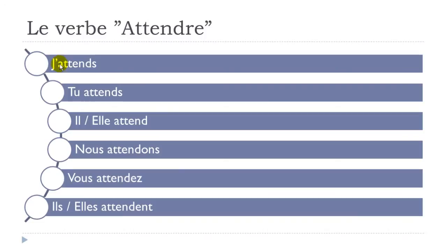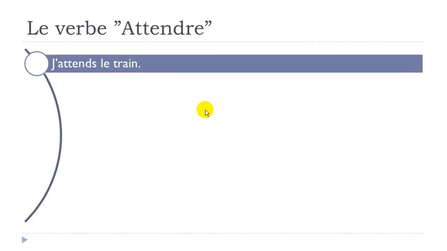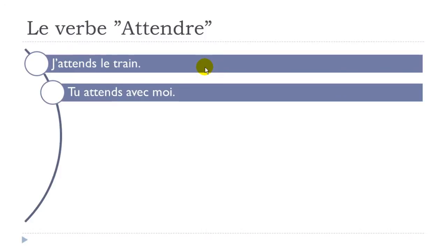Okay, so let's read them. J'attends, tu attends, il attend, elle attend, nous attendons, vous attendez, ils attendent, elles attendent. Okay? So I've made a few sentences just to show you how it works in terms of meaning. J'attends le train. So le train, the train, I wait for the train. Tu attends avec moi. So you wait, and then avec means with, moi, me. You wait with me. Tu attends avec moi.